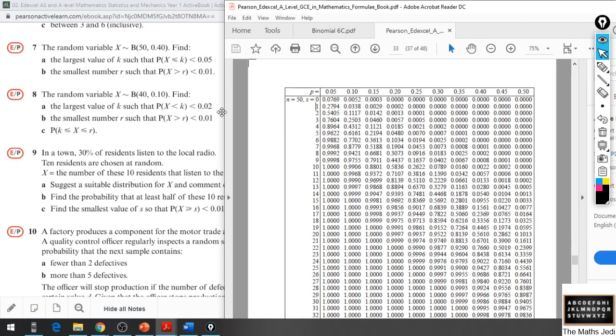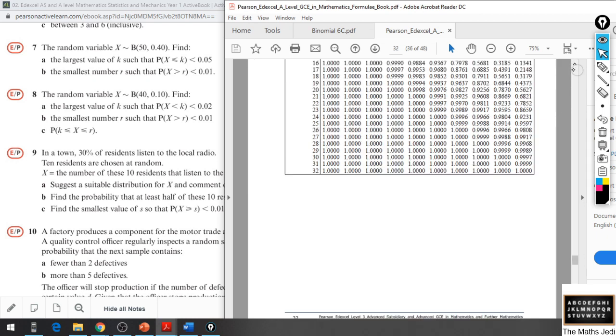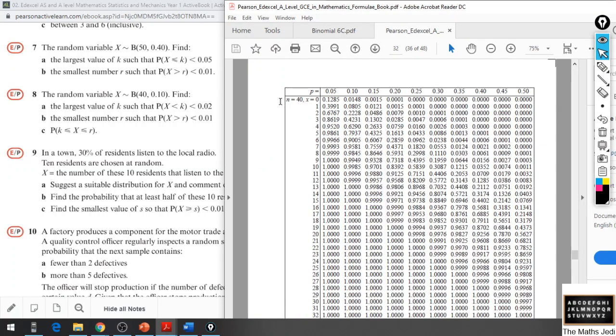The second question, question 8, I want to go through is looking at a different binomial distribution. You can see this binomial distribution has number of trials 50, but I'm going to look at the one that's number of trials 40. So I'm just going to flick back a page to get this one, number of trials 40. And this time we're looking at the probability of success being 0.01, so it's going to be this column that interests me, because that's where the probability is 0.01.